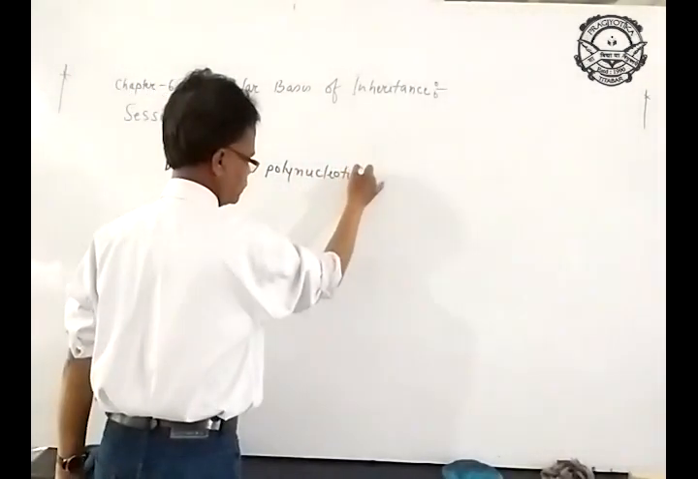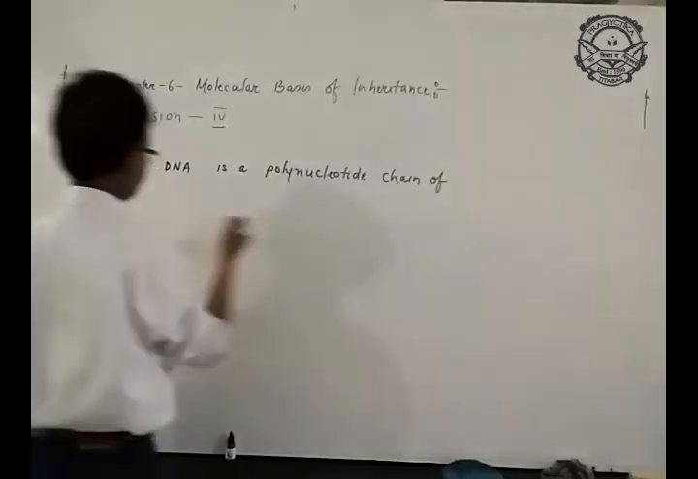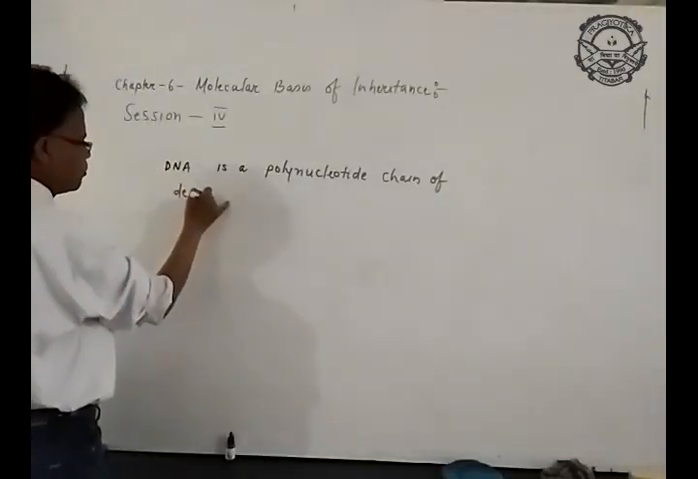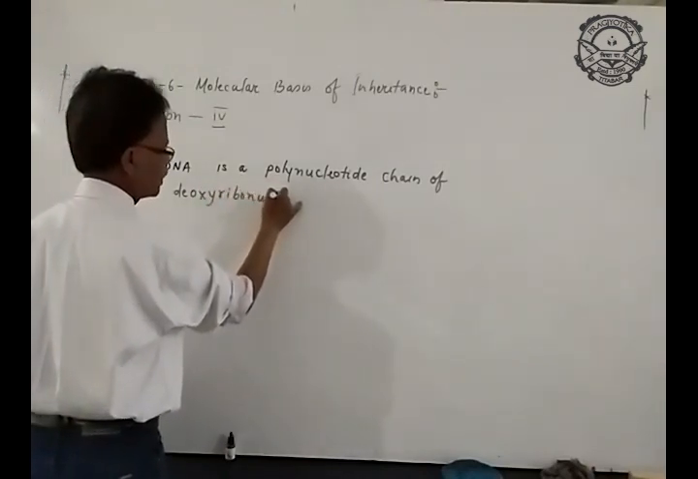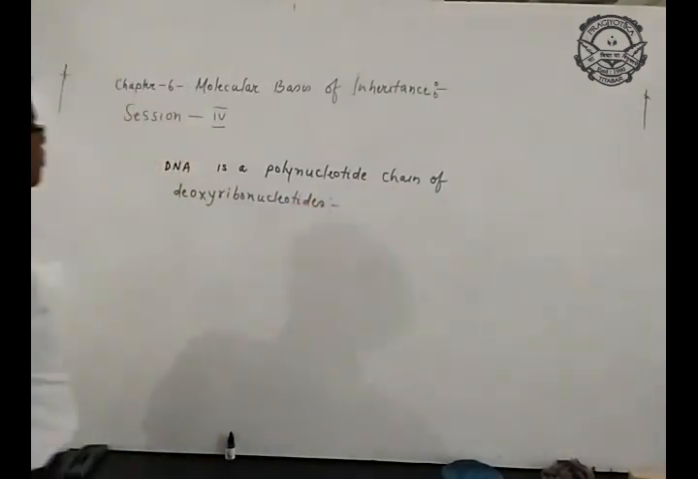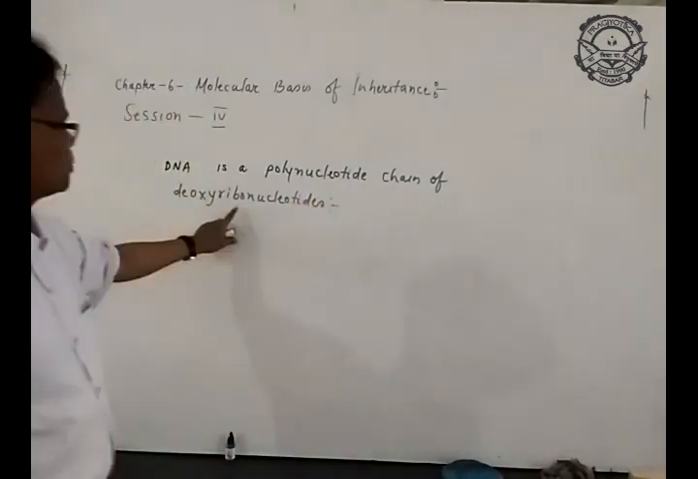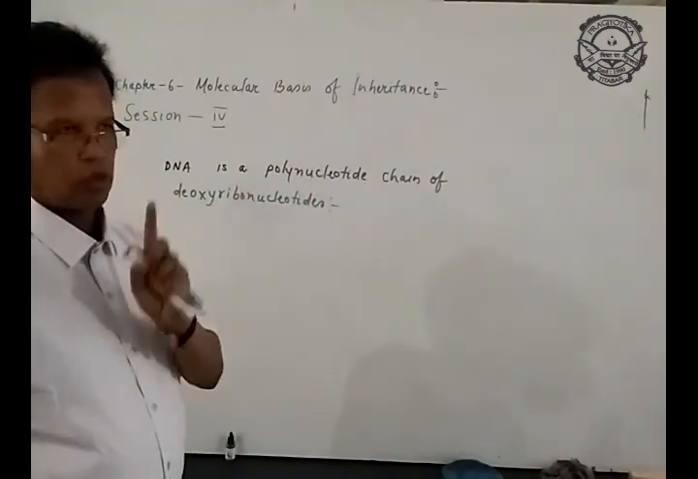A polynucleotide chain of a large number of deoxyribonucleotides. The number of deoxyribonucleotides present in a DNA molecule depends on the structure and variation of the organism.